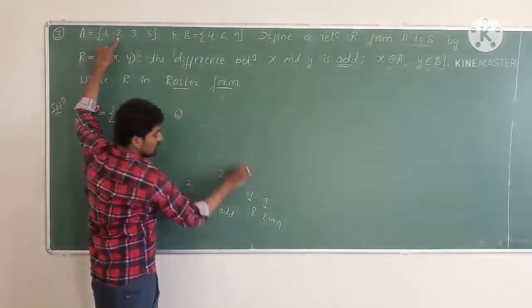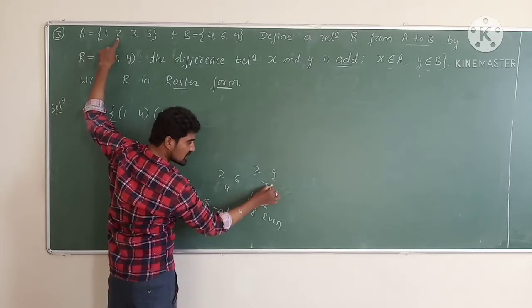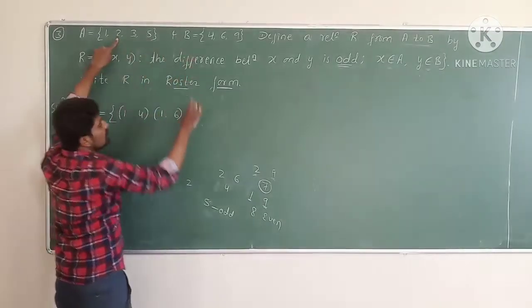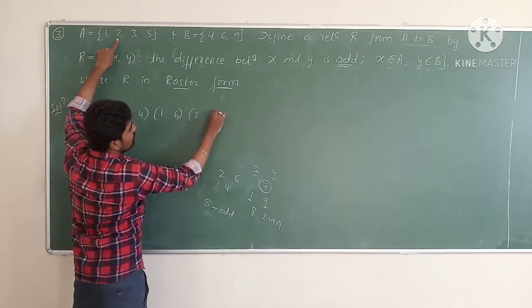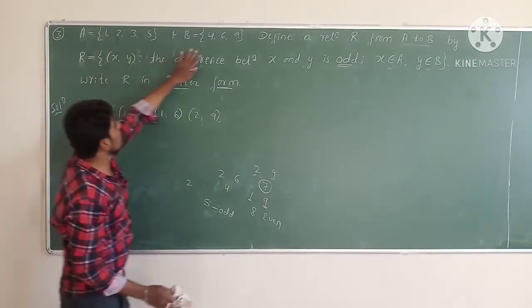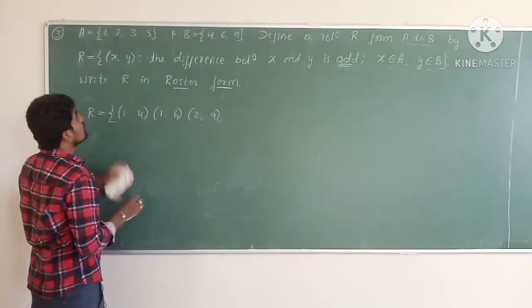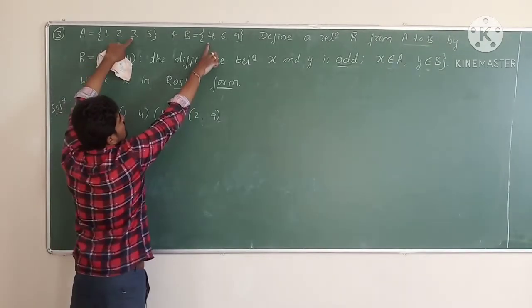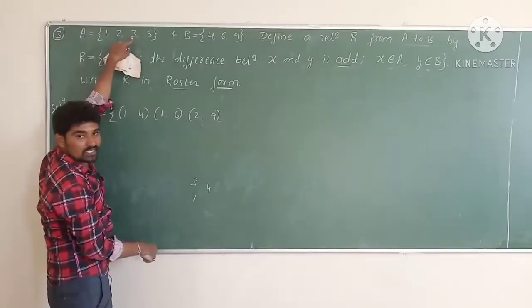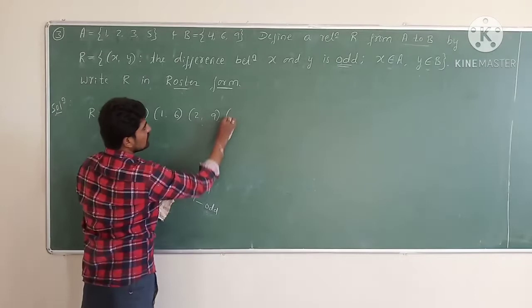Next one, 2 and 9. The difference between 2 and 9 is 7. 7 is an odd number, and then 2 is related with 9. Next, 2 is completed with all the elements which are present in B set. Next, 3. Difference between 3 and 4 is 1. 1 is an odd number, therefore 3 is related with 4.